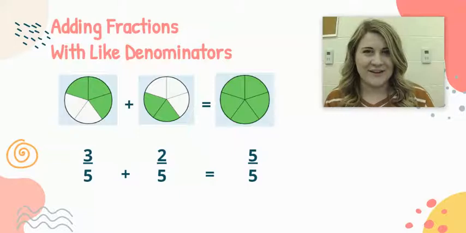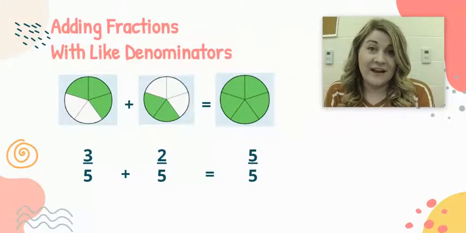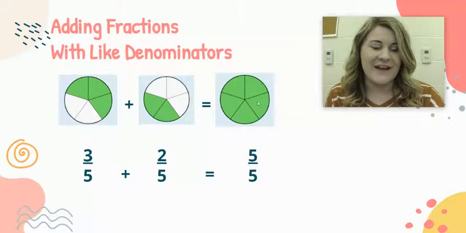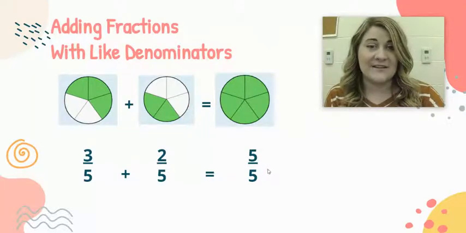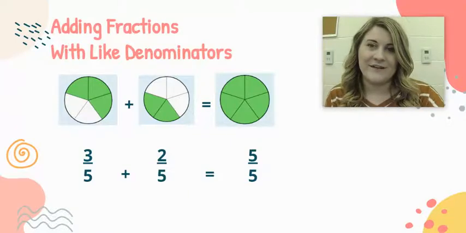And I want you to think, how else could I say 5/5? 5/5 could also be said as 1 whole because the entire whole thing is colored in. If the number on top and the number on bottom are the same, then that's the same thing as 1 whole. But if we were reading this as a fraction, it would be 5/5.